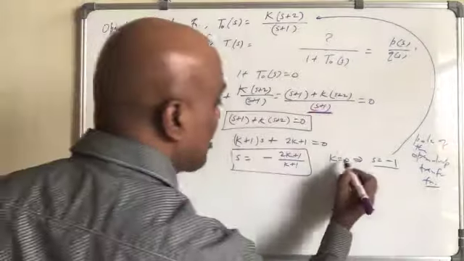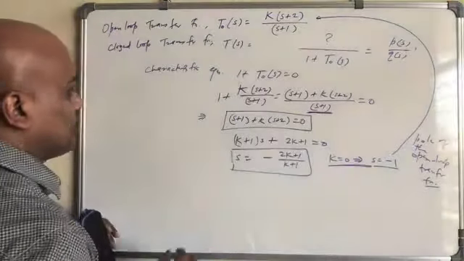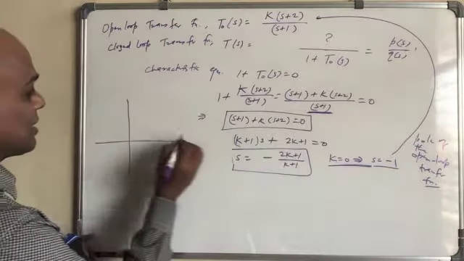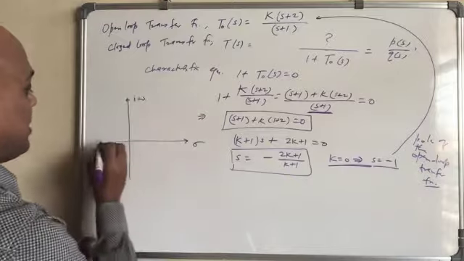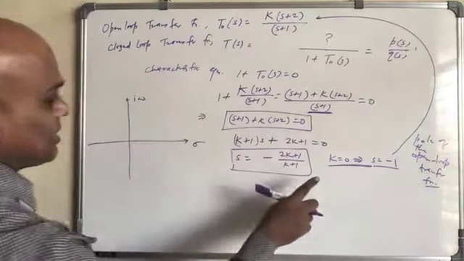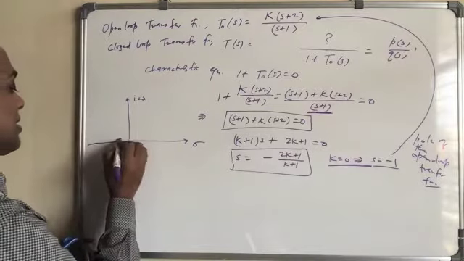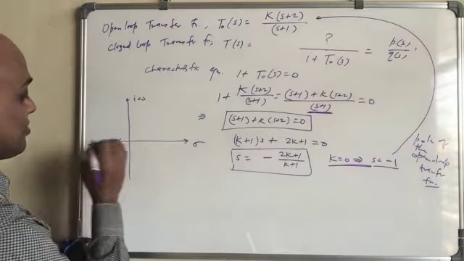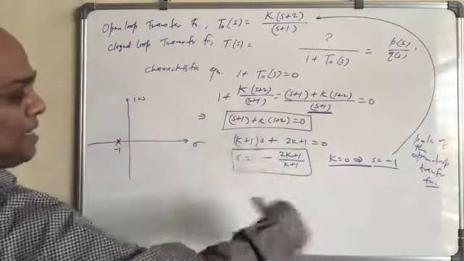Okay, k equal to 0 corresponds to the open loop transfer function, and you have s equal to minus 1. Let's plot it here. So we have sigma and j omega. What do you get? You get s equal to minus 1. So here we cross it, we say minus 1. Okay, now you increase k.